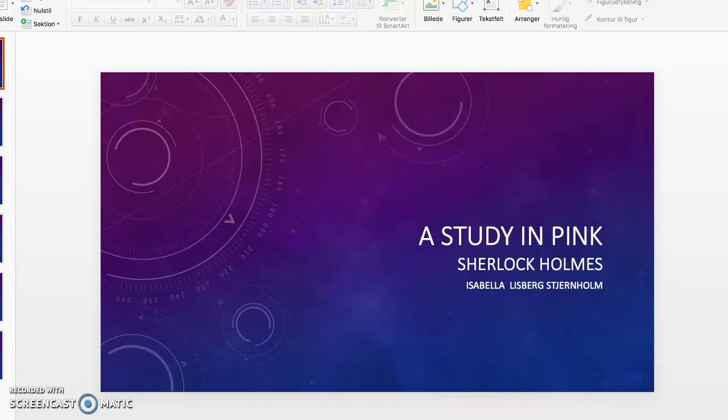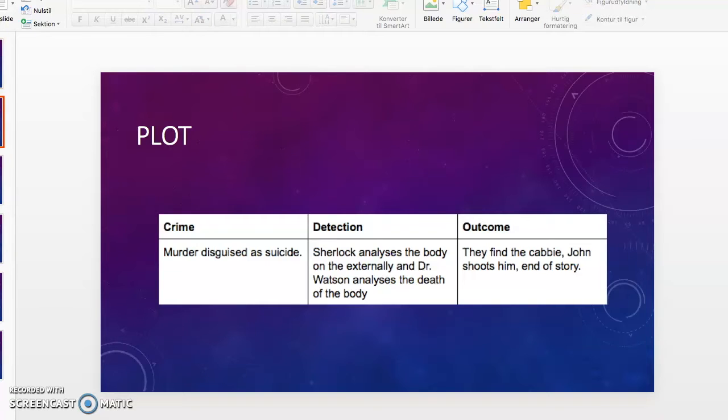Study in Pink, Sherlock Holmes. First off, we have the plot, and there we have the crime, and the murder is disguised as a suicide, where the murderer gets the victim to take a pill and make it look like a suicide.